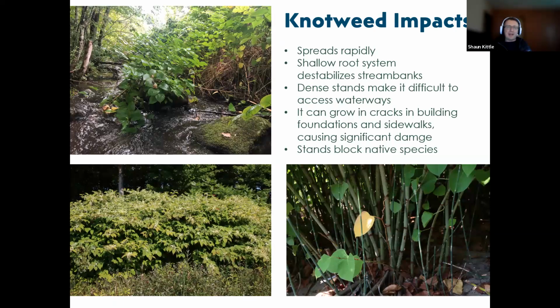And knotweed impact. So this thing spreads really rapidly and it has a shallow root system that destabilizes stream banks. And this is also one of those one-two kinds of things. So you've got the shallow root system that's going to destabilize the stream bank soils. That also makes it more susceptible to erosion, which helps the plant spread. So if you get a spring flood, and there's a big patch of knotweed there, those waters can easily knock out a bunch of that knotweed, carry it downstream where it takes root and forms a brand new stand of knotweed.